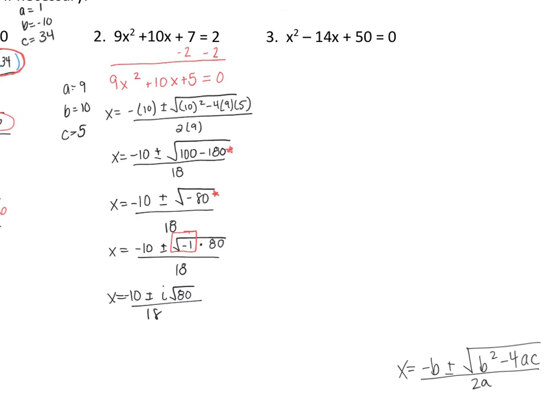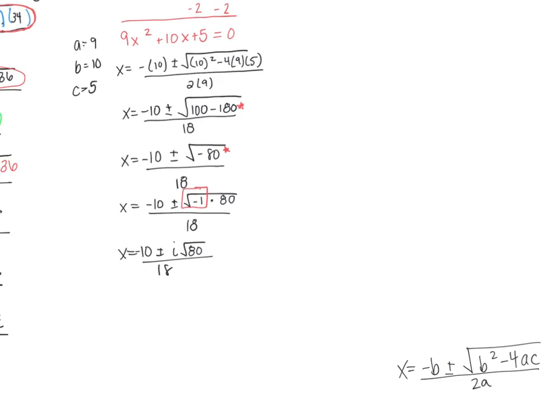Okay? Now, I know that 80 is not a perfect square. I can't take the square root of 80 and get a number out. It's going to be a large decimal. So what I need to do is find two numbers that multiply to get me 80, with one being a perfect square. I know that 80 is divisible by 16 and 5, so I'm going to use those two numbers because 16 is a perfect square.